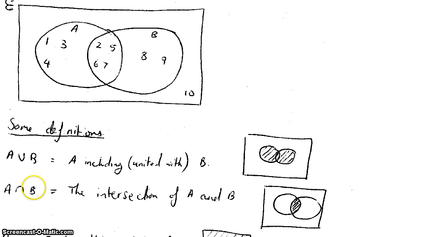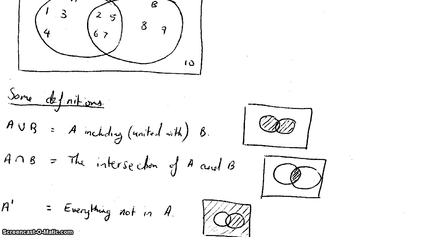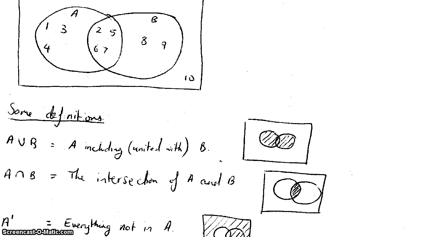A and B is the intersection of A and B, the upside down U. In this case, it's just the shaded area that I've got over there. So for here, it would be 2, 5, 6, and 7. All of the other numbers would not be included. This little dash means complement. So this one is A complement. That means everything that is not in A, and I've defined that by the shaded bit there. In this case, everything not in A would include 8, 9, and 10, because all of the other numbers actually exist in A.